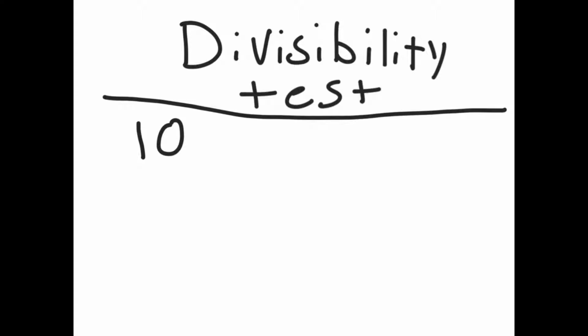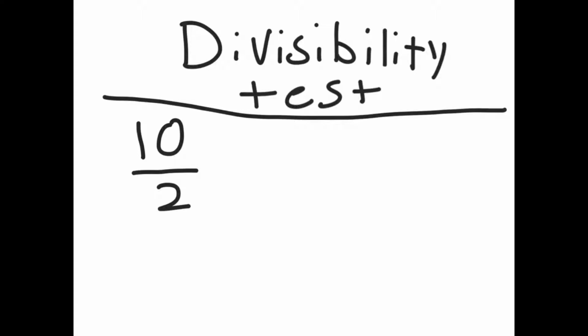So, what we're gonna talk about first is what's called the divisibility test, and that is a test to see if a number is divisible by another number. For instance, let's take the number 10. All right, I'm gonna put a line here to separate this. And let's say we want to see if the number 2 is a number that 10 is divisible by. Well, is 10 divisible by 2? Yes, 10 is divisible by 2.